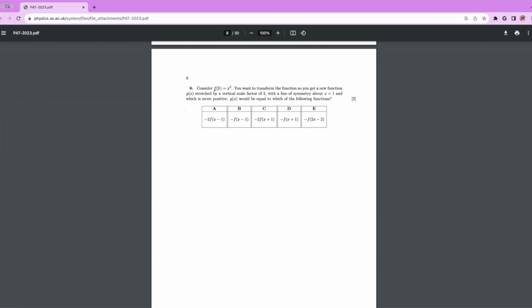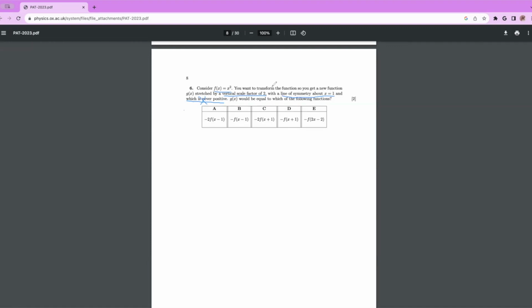You could see, f of x is x squared, which means it's a quadratic. And it says that we have 3 conditions to follow. So there has to be a vertical scale factor of 2, a line of symmetry about x equals 1, and it's never positive. So the easiest one to start off with is this never positive. And this condition really doesn't help us because, as we see, all of these are negative, and since f of x is already positive, multiplying a negative by a positive gives you a negative, so this condition doesn't really help us with anything.